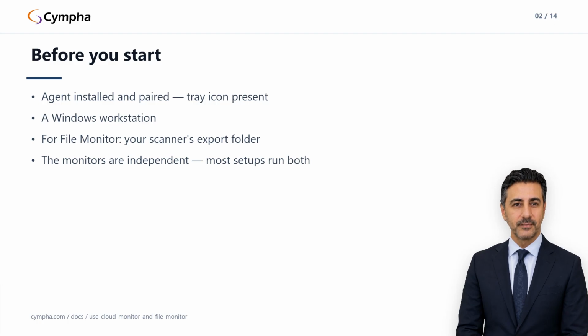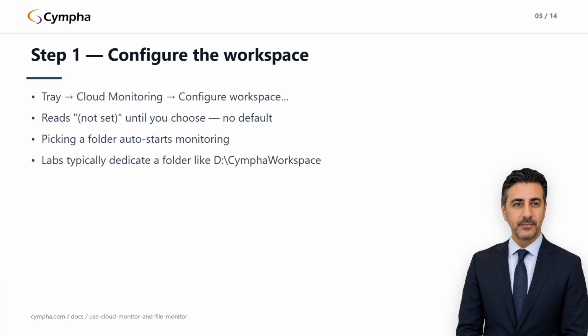That phrase matters. There is no default folder. Cloud Monitoring is opt-in and does absolutely nothing until you choose a location, which is also the first thing to check whenever nothing seems to download. Pick something dedicated. Most labs use a purpose-made workspace folder on a roomy drive. And here's the convenience. Picking the folder auto starts monitoring. There's no second click, no separate on switch. Choose the folder and the loop is live.